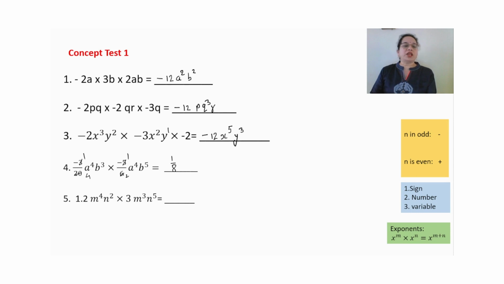Total number of negative signs is 2, so the answer will be positive. A raised to the power 4 plus 4 will give you 8, and b raised to the power 3 plus 5 will give you 8. Now multiplication of decimals, 12 3s are 36, and the decimal is after one digit, so we will put the decimal after one digit. M raised to the power 4 plus 3 will give you 7. N raised to the power 2 plus 5 will give you 7.